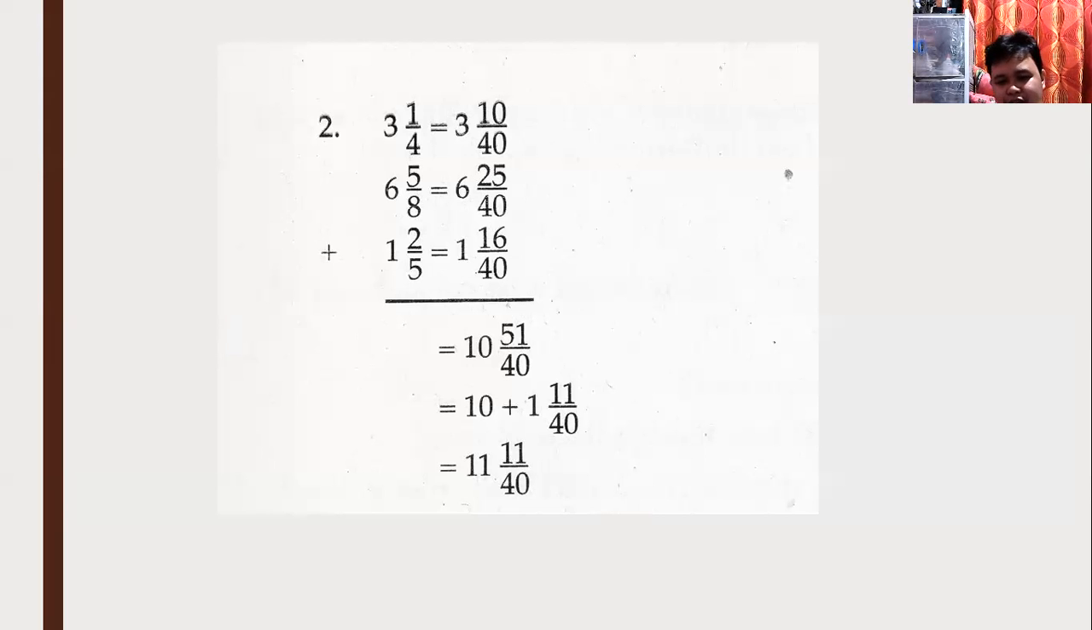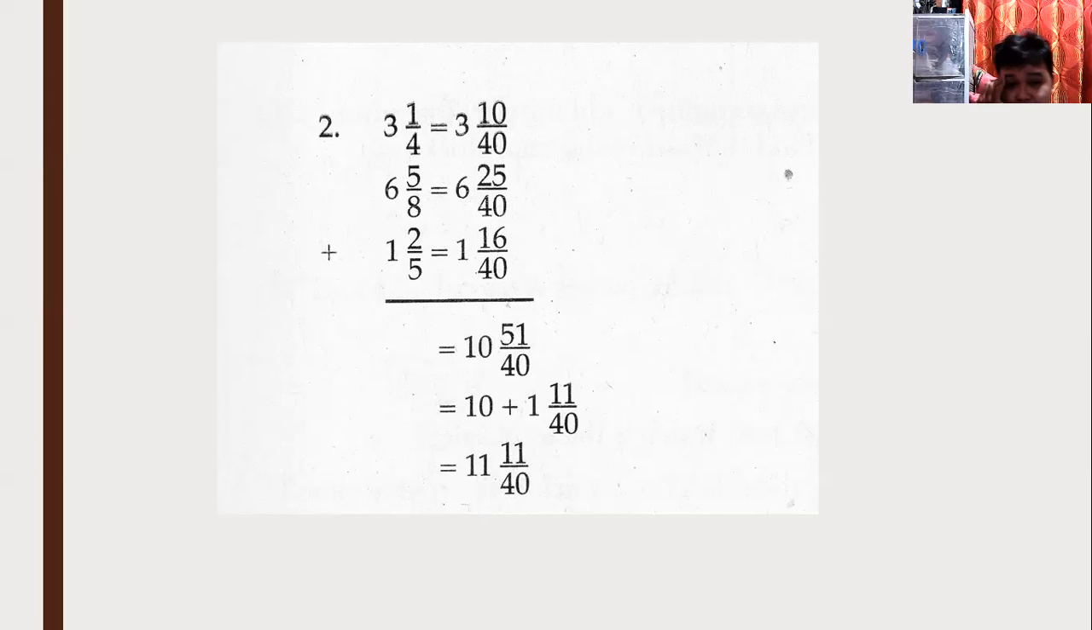Dito sa 1 and 2/5, anong naging common denominator nila? Ano kaya? 8, di ba? Kasi 2 times 8, 16. Then 5 times 8 is 40. So, ang naging common denominator dito sa 3, 10 over 40 is 10. Sa 6, 25 over 40, ang naging common nila is 5. Dito naman sa 1 and 2/5, naging common nila is 8. So, naging kasagutan is 3 and 10/40, 6 and 25/40, and then 1 and 16/40.